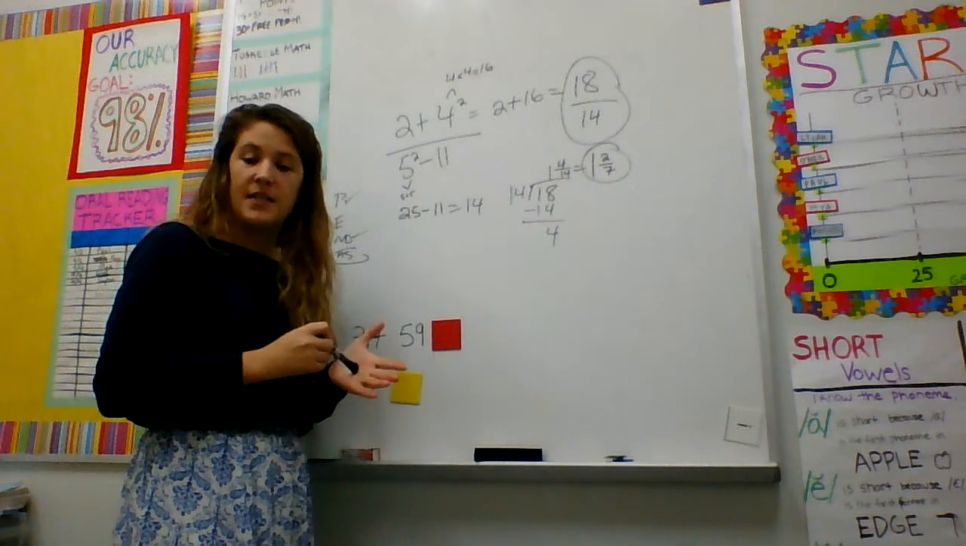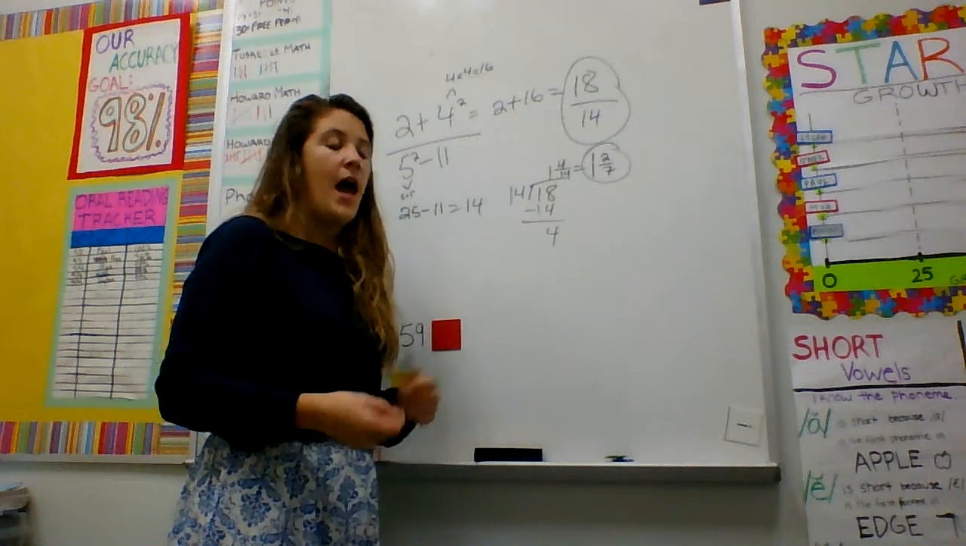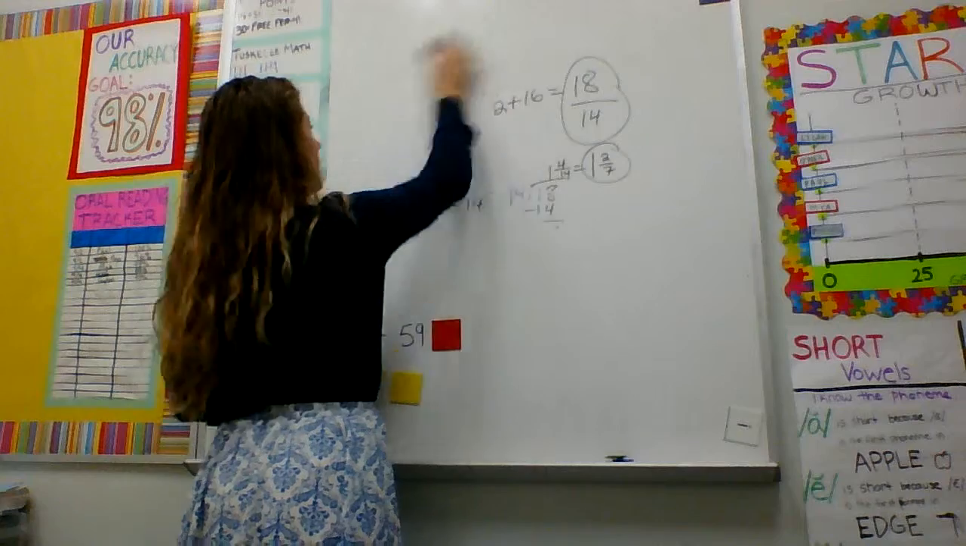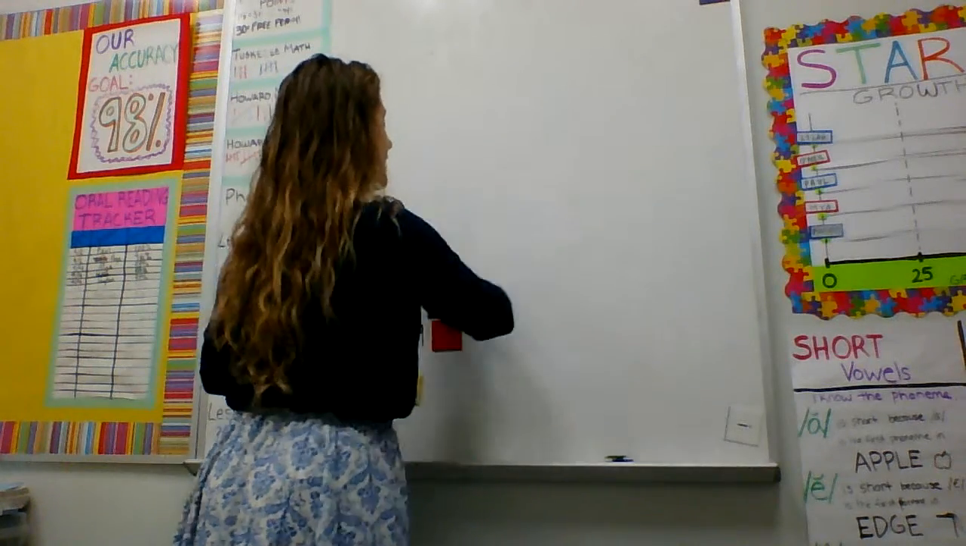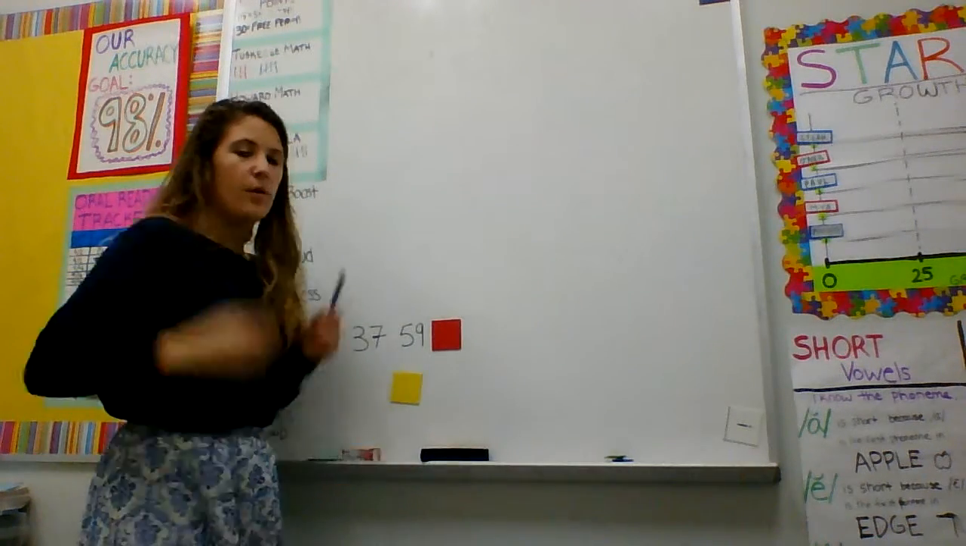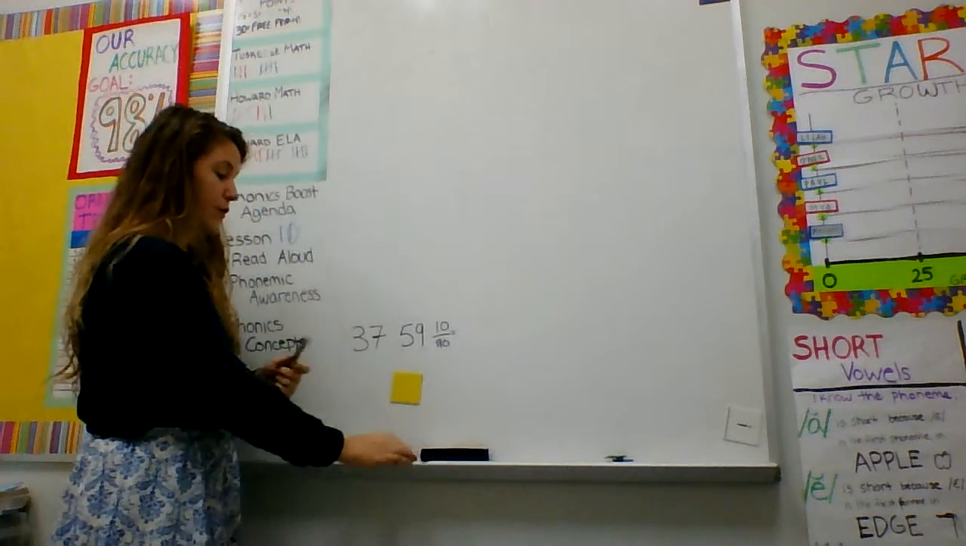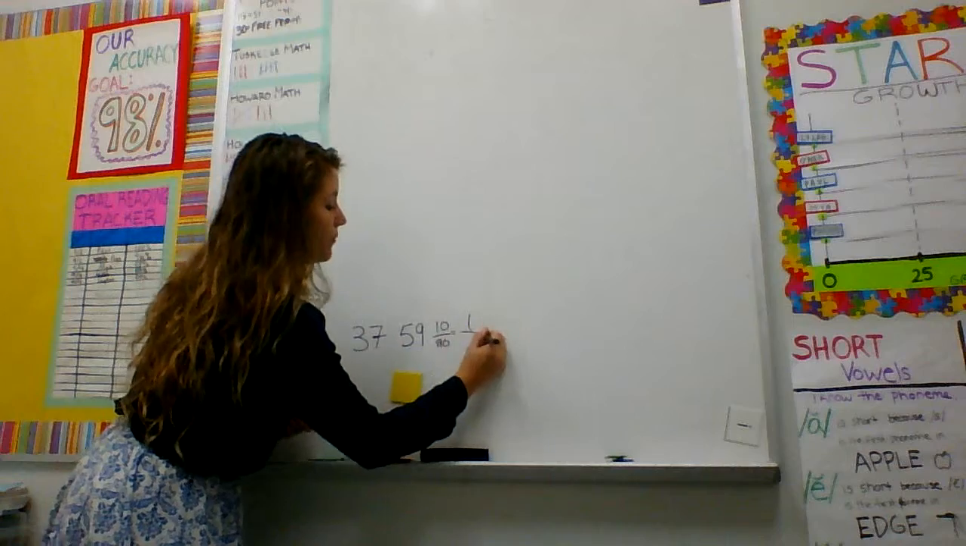All right, hit pause, try the next problem on your own, and then come back and I'll reveal the answer. All right, if you're pushing play, that's because you've solved this next problem with all of your work on your paper. You should have gotten an answer of 10 over 20, which is also equivalent to 1/2.